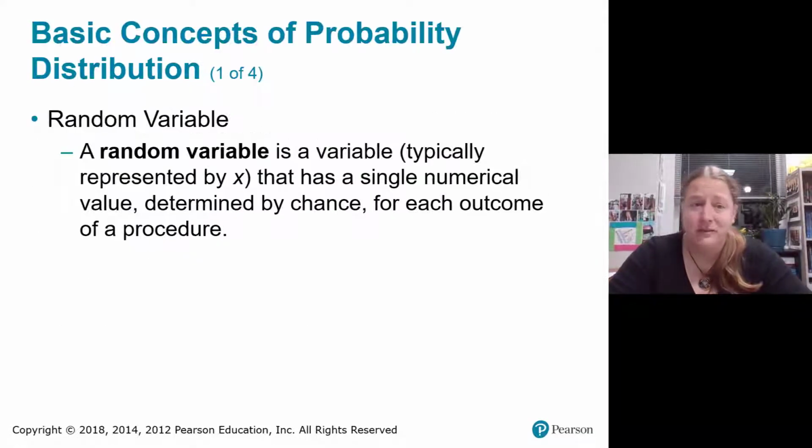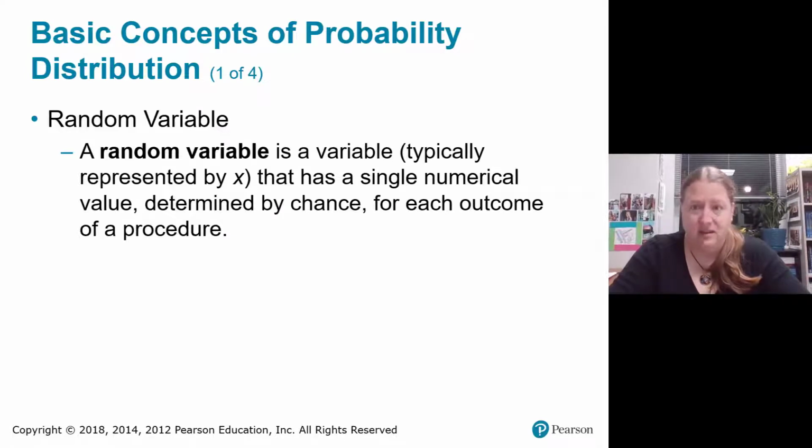So what is a random variable? Well, a random variable is a variable, a lot of times we use x, but it could be y, any variable name, that has a single numerical value determined by chance for each outcome of a procedure. So rolling a dice, the number that comes up on the dice, that is a random variable.